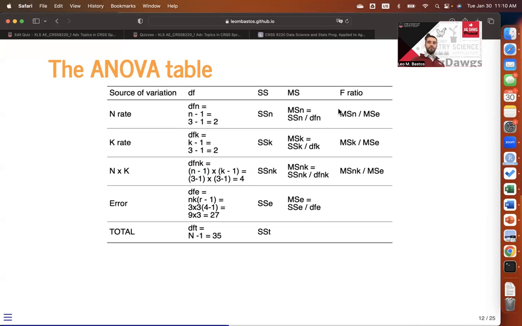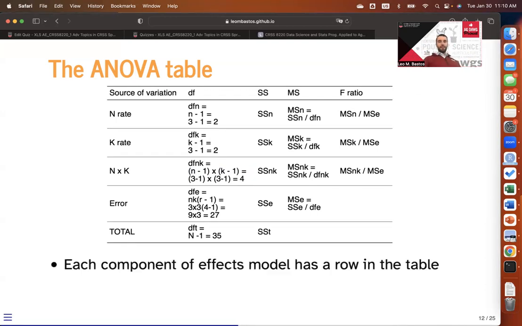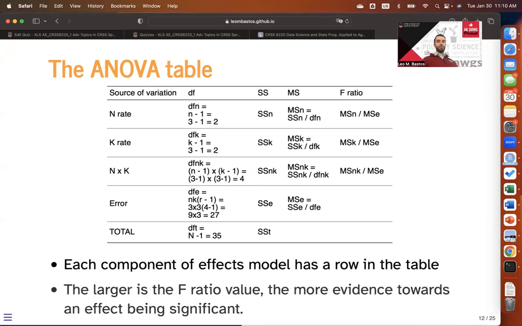And then this comes back as a value. So the higher this value is, the more evidence you have that that treatment effect is significant. Each component of your effects model ends up being a row in your ANOVA table. And the larger this ratio is, for each one of these three, the more evidence you have that that factor is significant in your ANOVA.